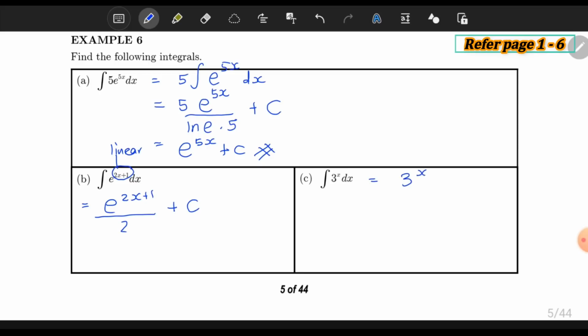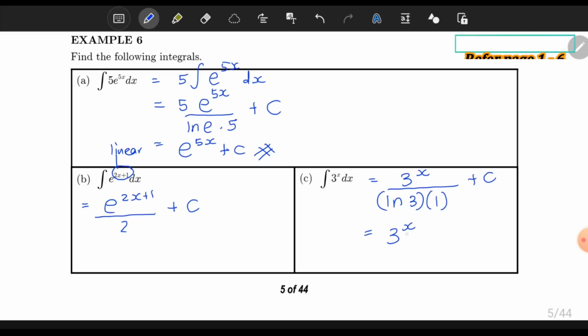Part C. Copy 3 power of x, divide by ln 3, ln base, and then differentiate the power. Differentiate x is 1, plus c. The answer is 3 power of x divided by ln 3 plus c.